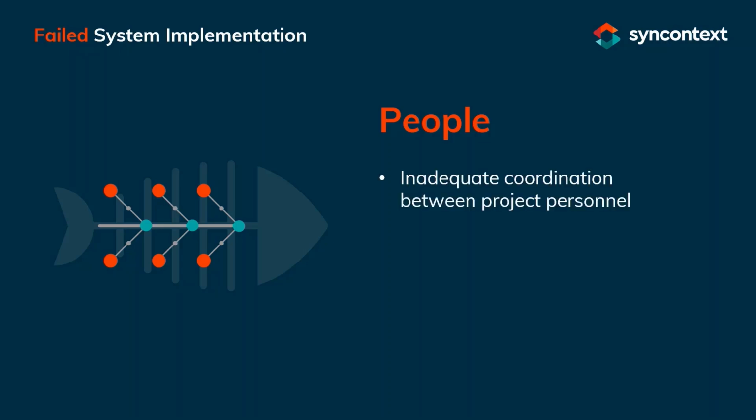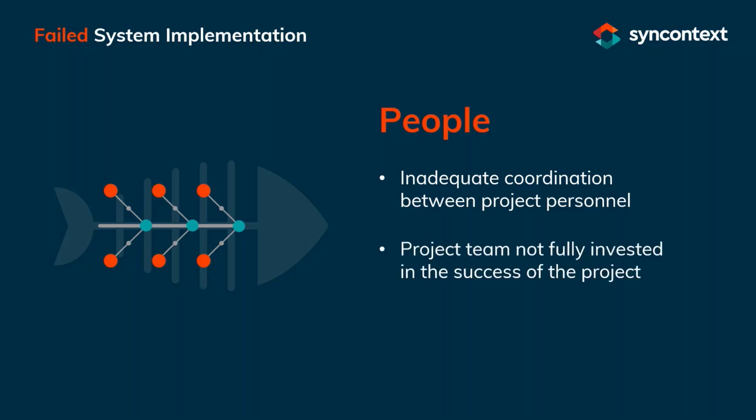Inadequate coordination between project personnel. As with any project, coordination of timing, resources, goals, and expectations is everything. If there is a disconnect in any of these areas within the project team, or even between the project team and the team that was responsible for selecting the project in the first place, if they're different, you're not putting yourself in a position for success.